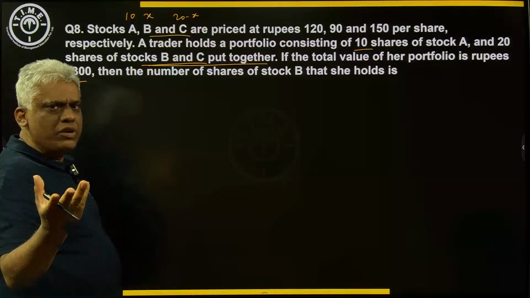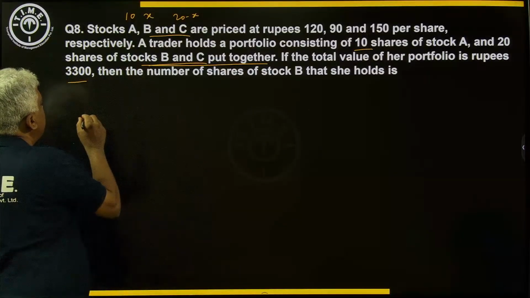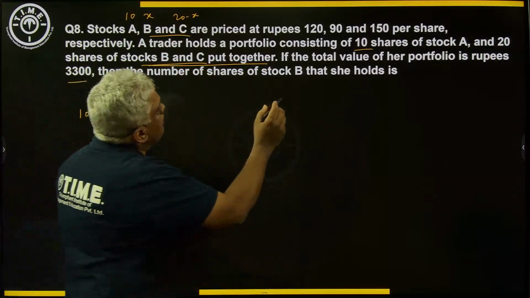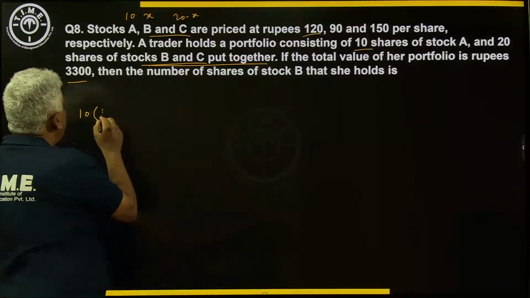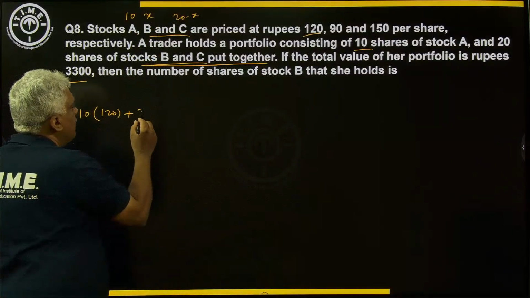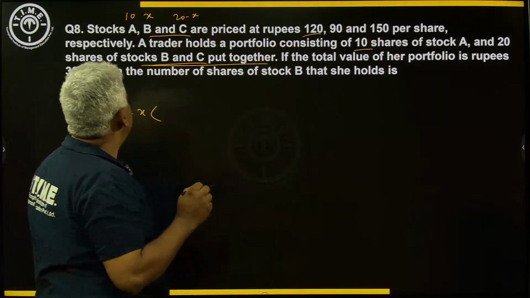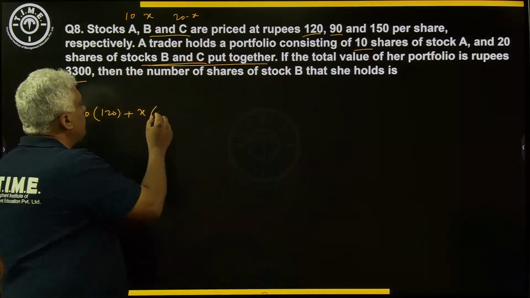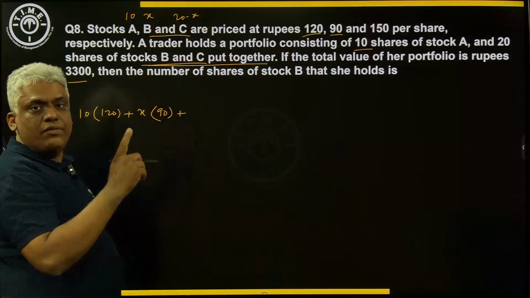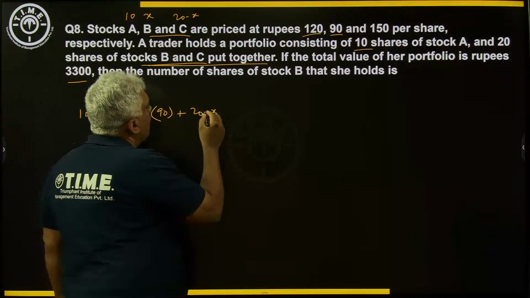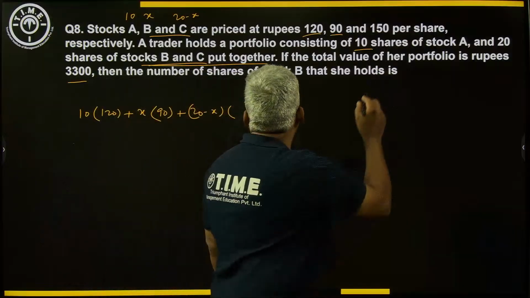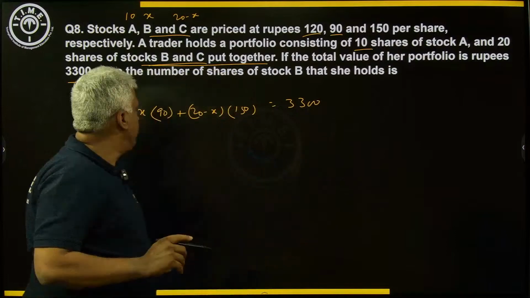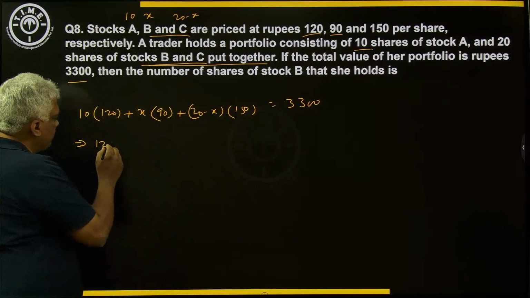Now we can frame the equation and get the answer, right? A is 10 stocks. The value of one stock of A is 120, so 10 into 120. B we have taken as X number of stocks, X into the price of B, which is 90. Plus C, we have 20 minus X number of stocks, and the price of one stock of C is 150, and the total is 3300, right? It was a simple question, right? So you see 10 into 120 is 1200.